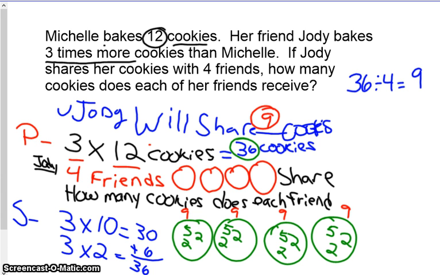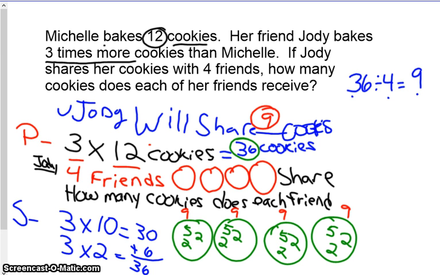This is what? 36 what? Cookies. What is this? 4 friends. What is this? Total cookies. How many what? How many cookies each friend got. So does it make sense?